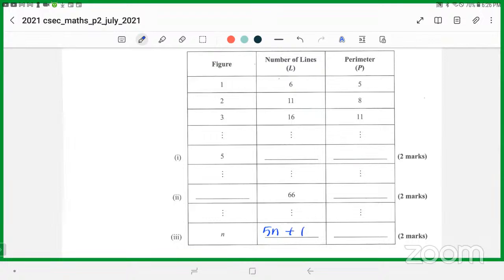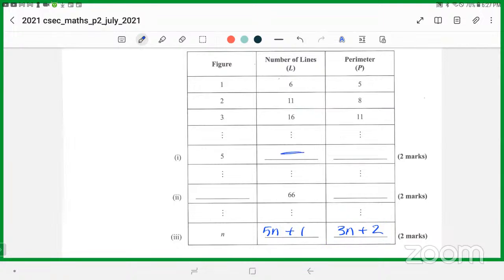Over here, I keep adding 3. Plus 3, plus 3. So because I keep adding 3, the formula starts with 3n. But the first figure has 5. 3 times 1 is 3. You have to add 2 to that to make 5. So that becomes the formula for that column. And once you have the formula, you're good to go.